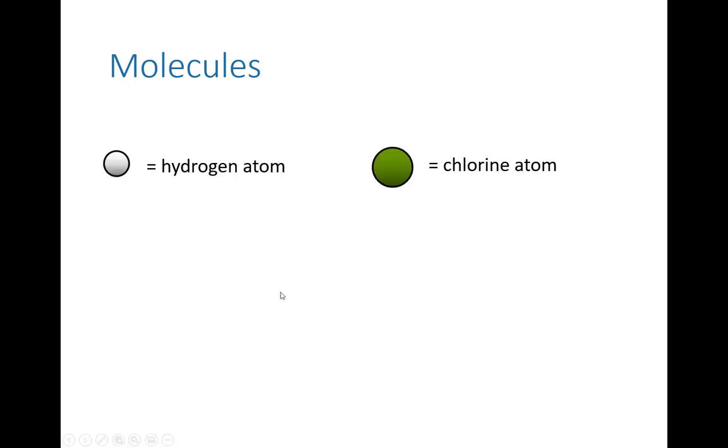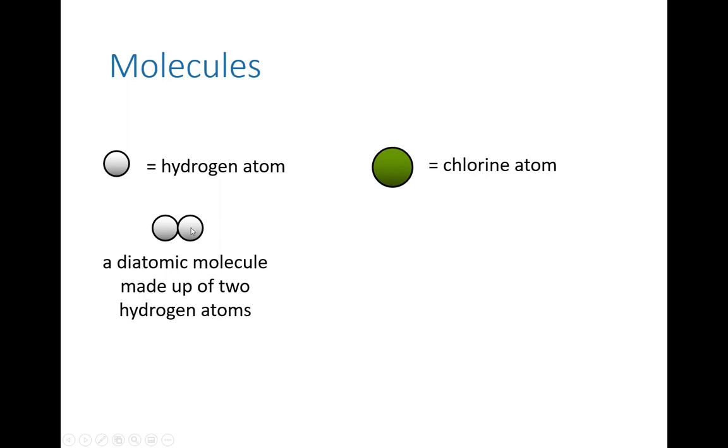So let's take a look at how we might represent molecules in a picture form. So I'm going to use here a white circle to represent a hydrogen atom and a green circle for a chlorine atom. You'll notice that I've shaded it to try to indicate that there's some three-dimensional qualities to this. So it wouldn't just be a circle, but a sphere. The same for this one here as well. So these are atoms.